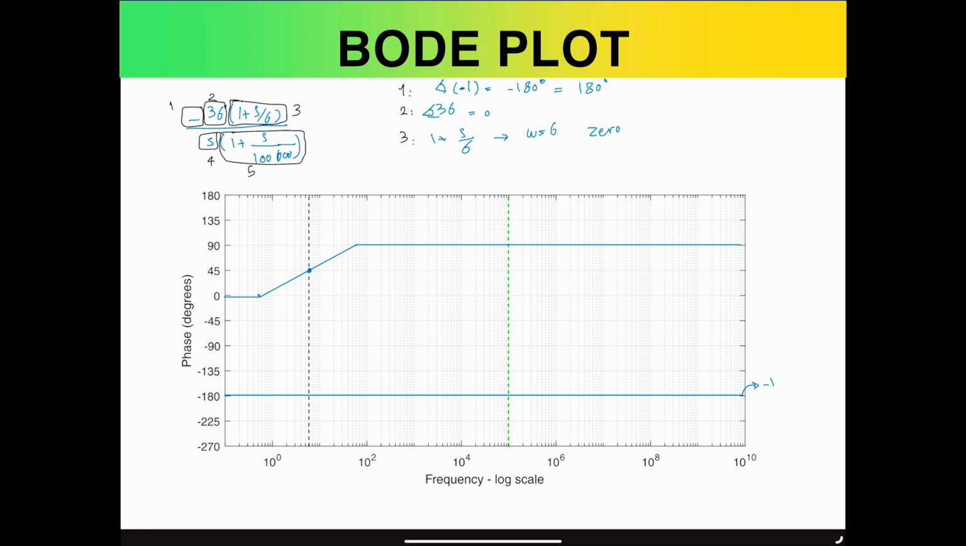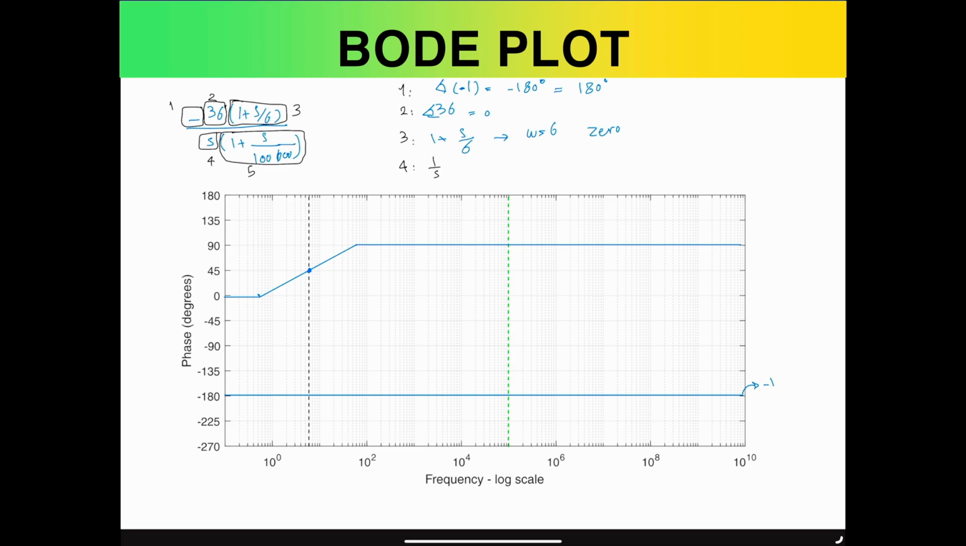Now, that's pretty much it for the third one. Let's move on to the fourth one. The fourth one is going to be 1 over s, which is the denominator.